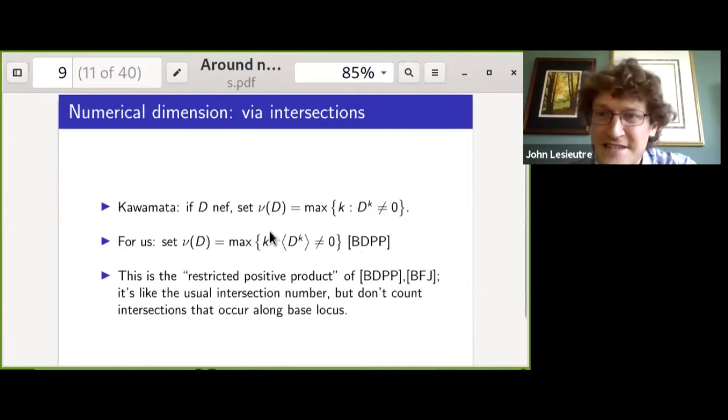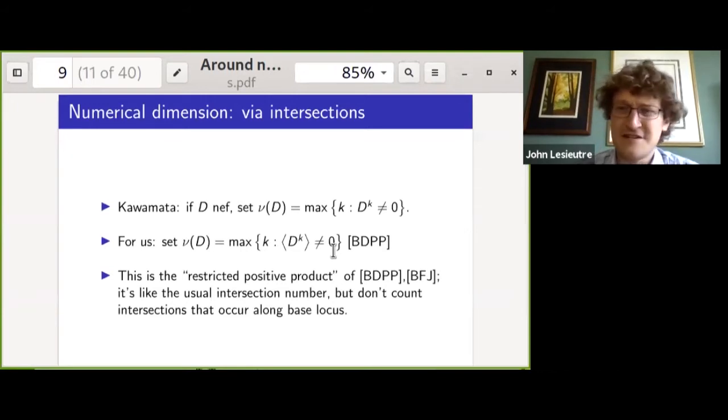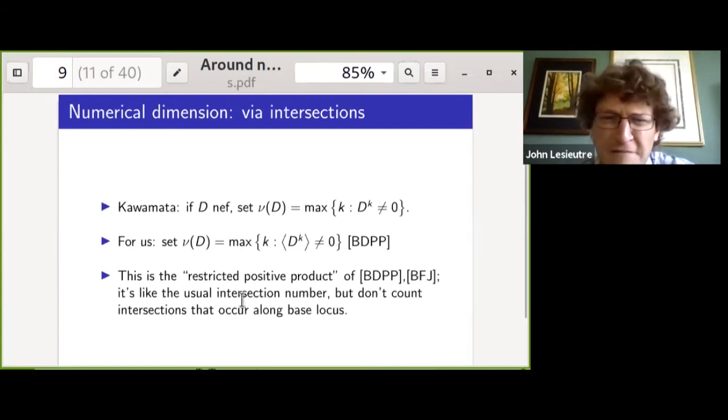And the definition is the same definition. You take the biggest k such that some kind of self-intersection of D is not 0. But you have to use a fancier version of the intersection number. This is the restricted positive product that's studied by the BDPP paper I mentioned, and also a paper by Boucksom, Favre, and Jonsson. Roughly speaking, if you want to take the moving intersection of some divisors, you just don't count intersections that happen along the base locus.